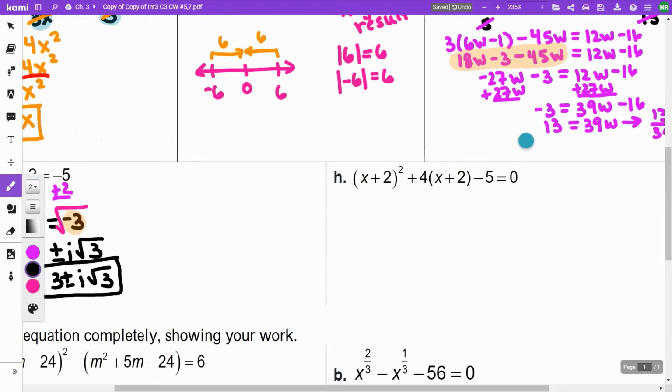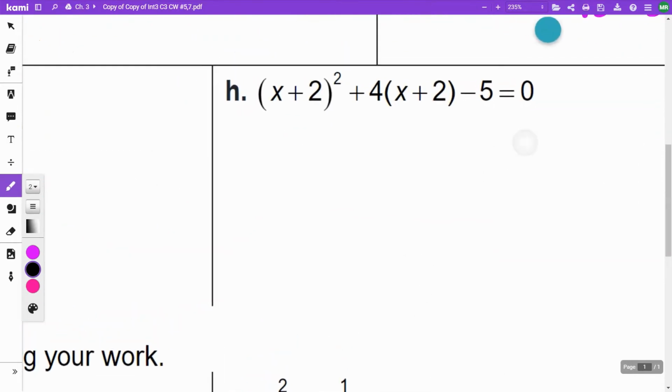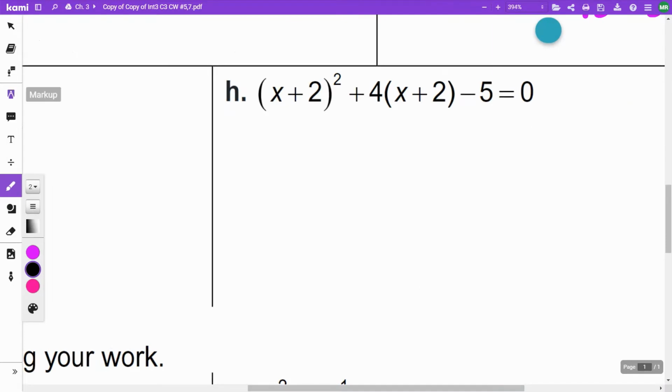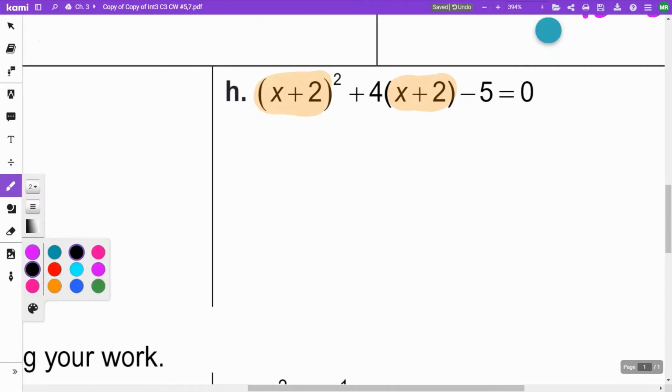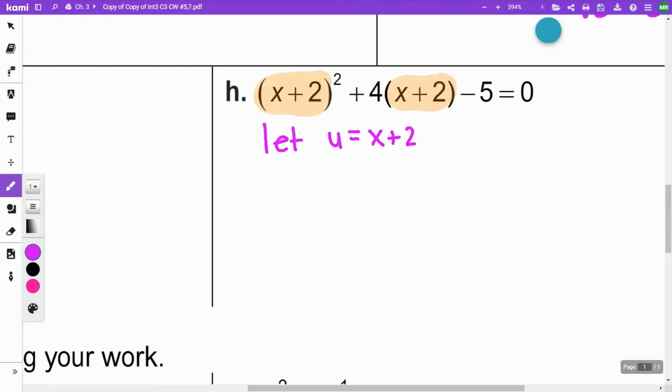On H, for this one, this is kind of a new one for us. But what I want you to notice is we have this x plus 2 being squared times 4 times this x plus 2. So you'll notice that in both of those highlights, I have an x plus 2. So one way to do this problem is to define another variable. Let's say, our book usually uses u. So let's say I let u equal x plus 2. So everywhere I see an x plus 2, I'm going to write a u.